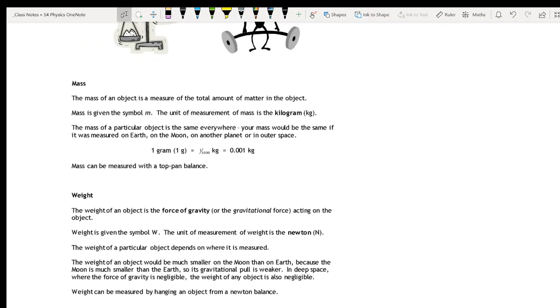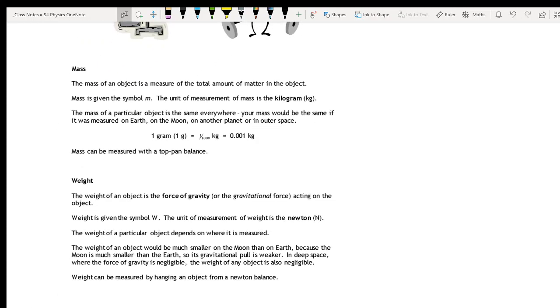So this page is really important. Mass of an object is a measure of the total amount of matter in the object. It's given the symbol m. The unit of measurement is the kilogram. And the mass of a particular object is the same everywhere.